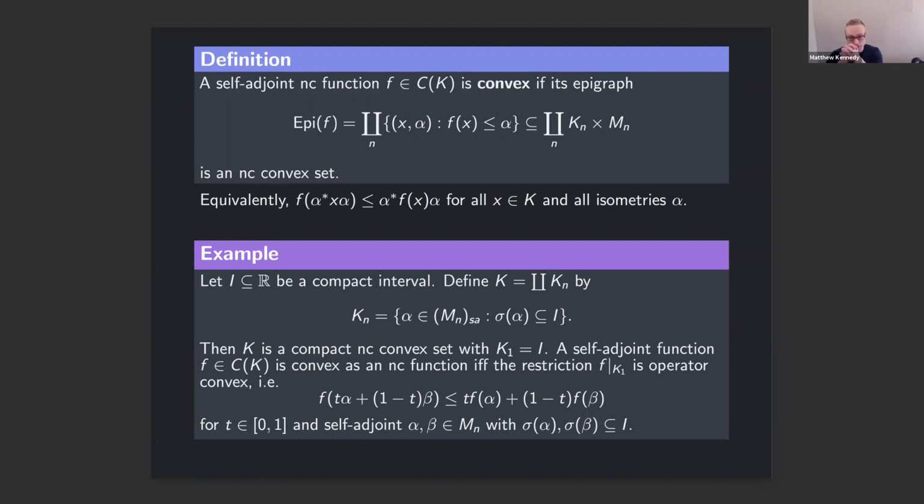And it turns out that a function in C of K is convex as an NC function, in the sense I defined above, if and only if, when I restrict it to the first level, I get an operator convex function in the classical sense of operator convexity. The definition here is that it satisfies a kind of Jensen type inequality where now you're allowed to plug in operators. What I just wrote down is really equivalent to an important theorem of Hansen and Pedersen, which is a kind of Jensen type inequality for operator convex functions.